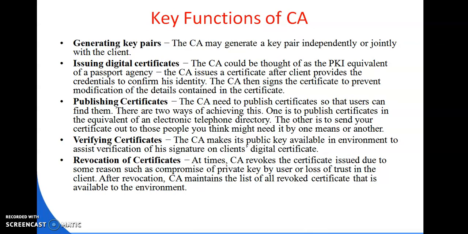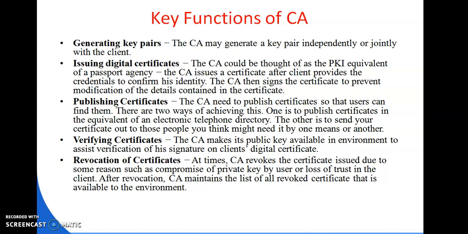Next, what are the key functions of a certificate authority? What are the main functions of the certificate authority? Generating key pairs: the CA generates a key pair independently or jointly with the client. Issuing digital certificates: the certificate authority could be thought of as the PKI equivalent of a passport agency, and the CA issues a certificate after the client provides the evidence to confirm his identity.